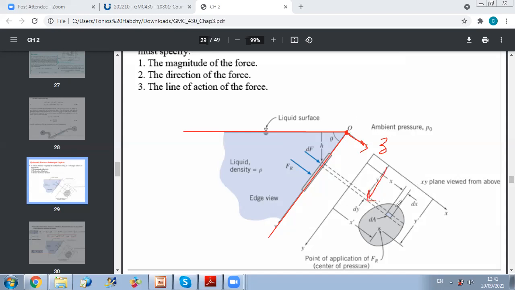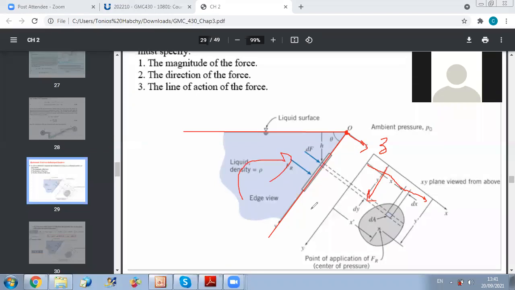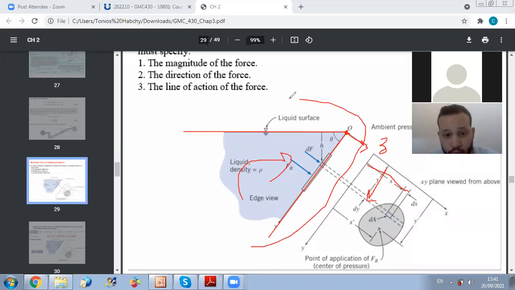And X will be perpendicular to Y. So here you have two views. This view is the XY plane viewed from above. If you look from here, from above, you will see this plane. And if you take the profile view, you will have this.